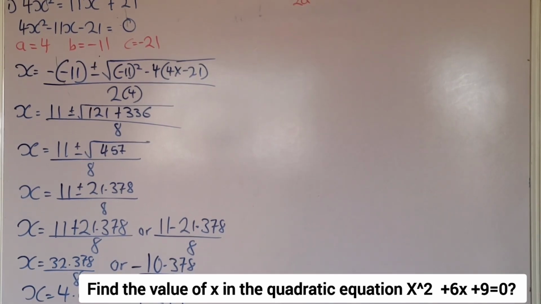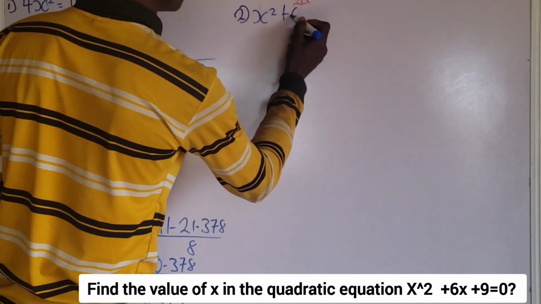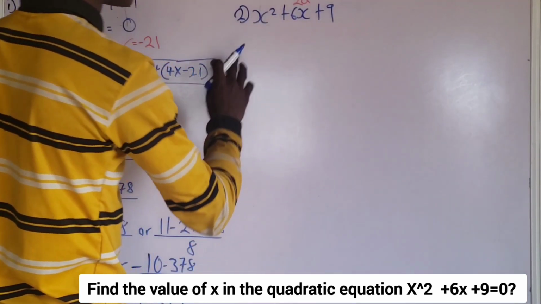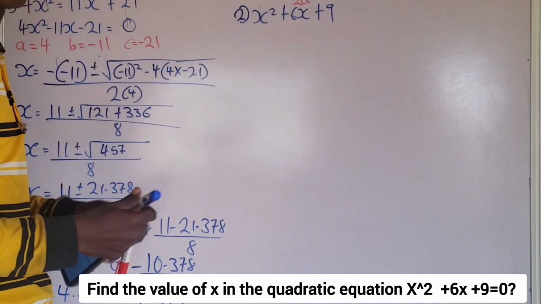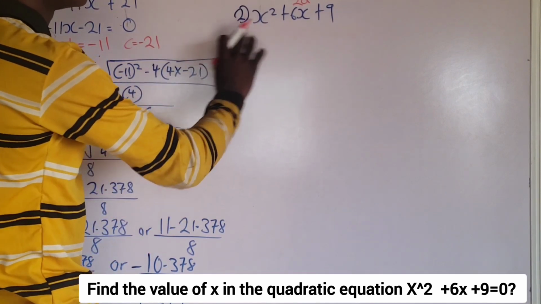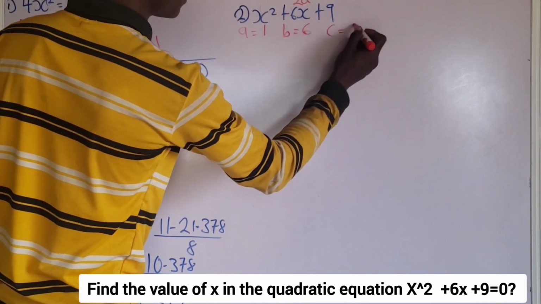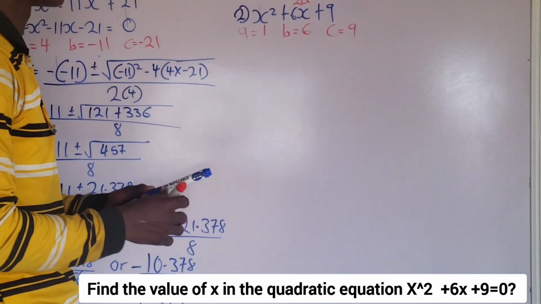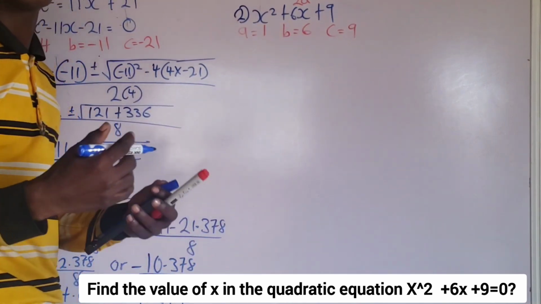Find the value of x in the quadratic equation x squared plus 6x plus 9. Now, to solve for the value of x in this quadratic equation using the general formula, the first step is to identify your a, b, and c. A is the coefficient of x squared. The coefficient of x squared in this quadratic equation is 1. So a equals 1, b equals 6, and c equals 9. You understand? B is the coefficient of x, which is plus 6. And the constant term is c, which is 9.